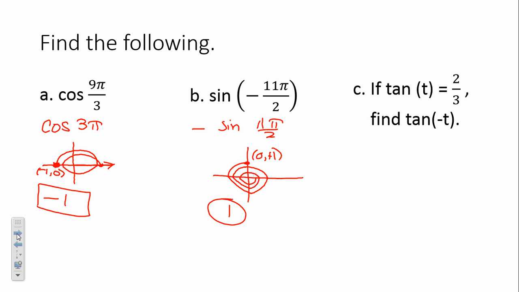Then they can say, hey, if the tangent of t is 2/3, what will the tangent of -t be? -2/3. It's an odd function, isn't it? So we change the sign of its value. Even functions keep them the same. Odd functions make them opposite.